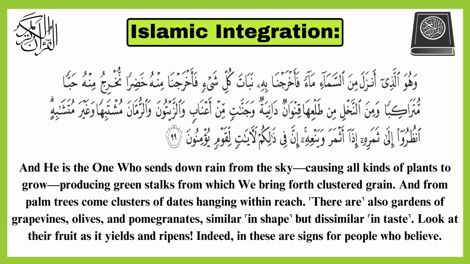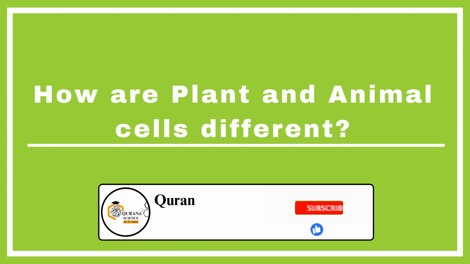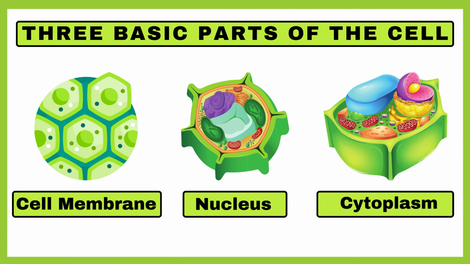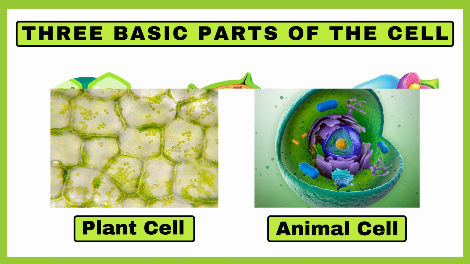So, dear students, now we'll talk about how plant and animal cells are different. First we talk about the basic parts of the cell. You can see there are three basic pictures: one showing the cell membrane, one showing the nucleus, and one showing the cytoplasm.